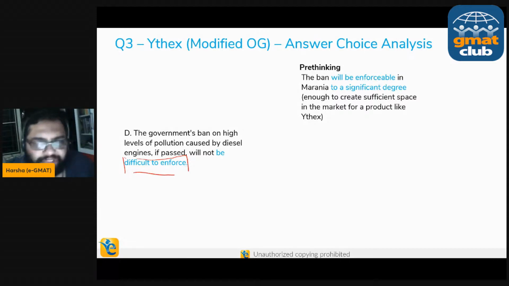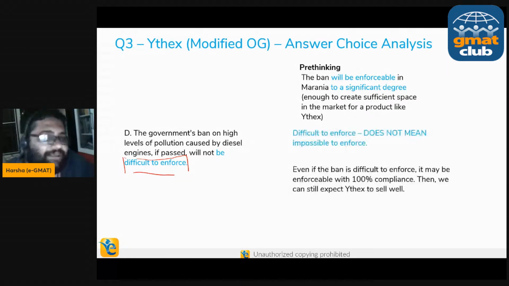Difficult to enforce does not mean impossible to enforce, right? Even if something is difficult to do, think about your real life. Even if something is very, very difficult to do, it does not mean that you cannot do it with 100% compliance, with 100% brutal compliance, right? Following a very strict diet is a very difficult thing to do for a lot of people, but some people still do it with 100% compliance. Just because something is difficult to do, it does not mean it's impossible to do. And that's precisely the problem.